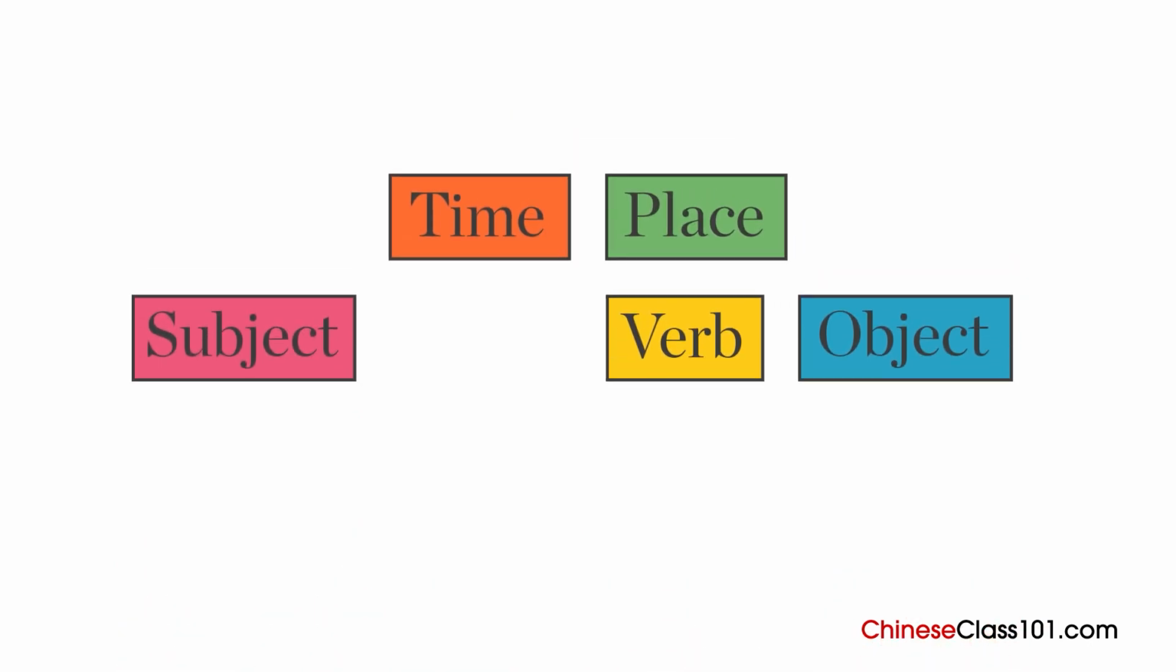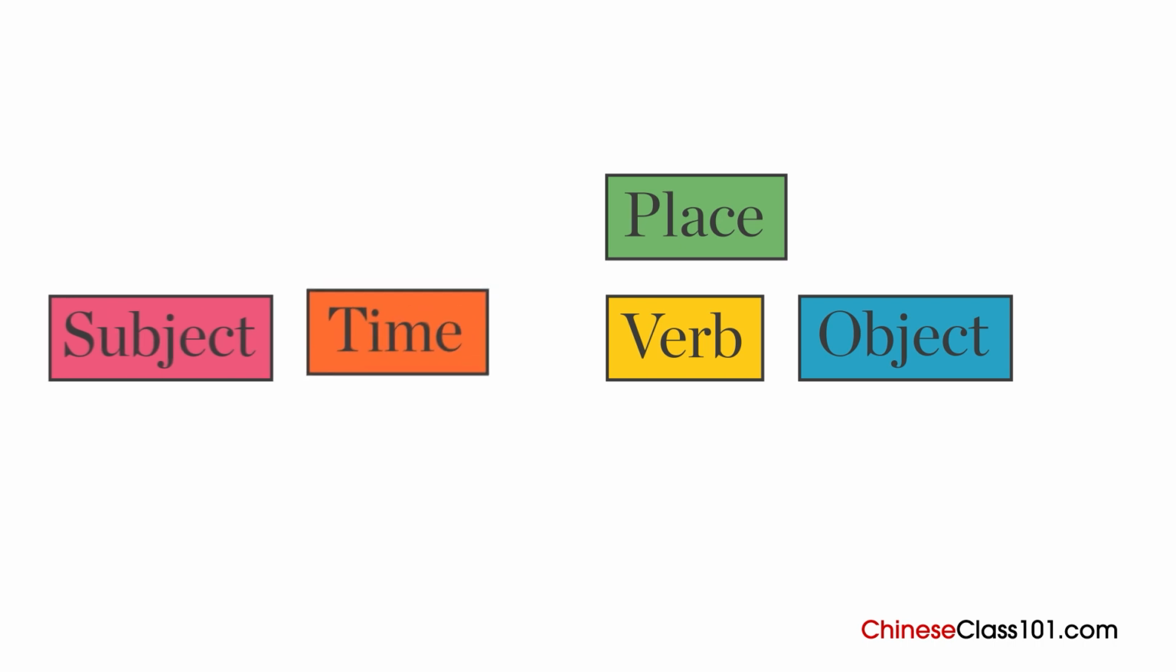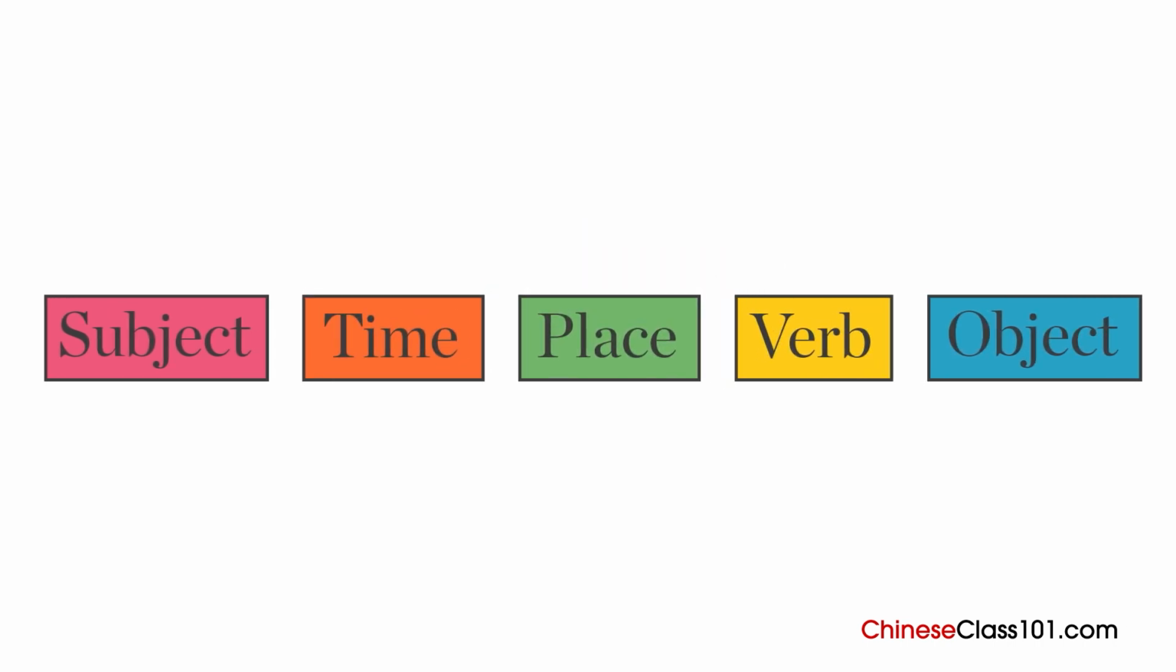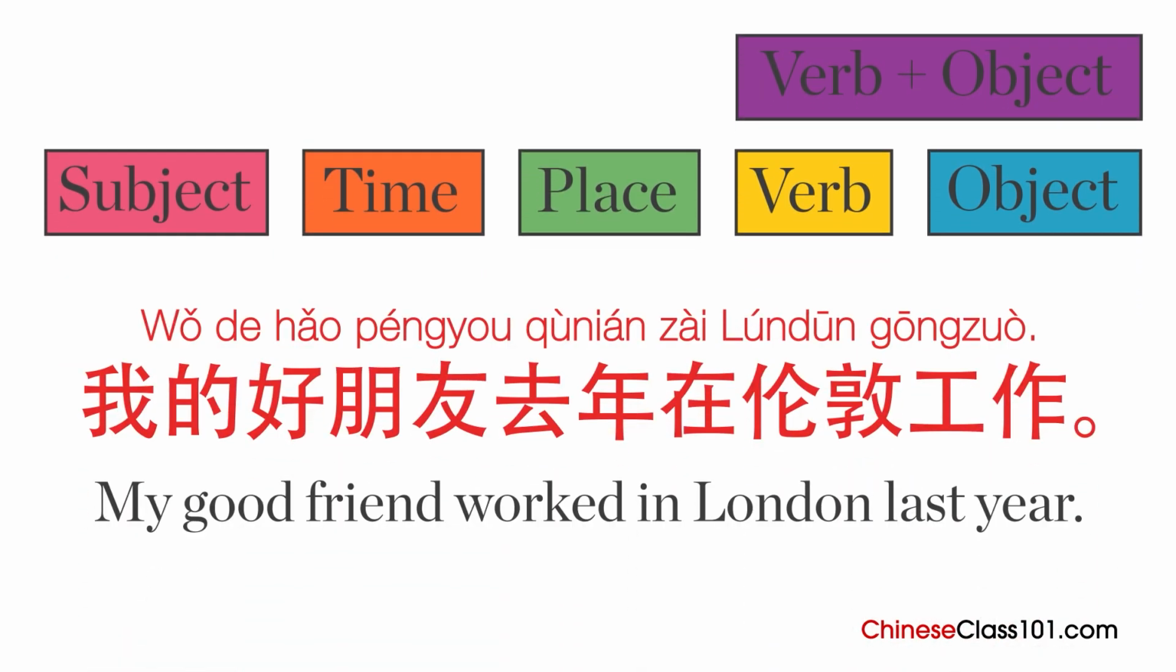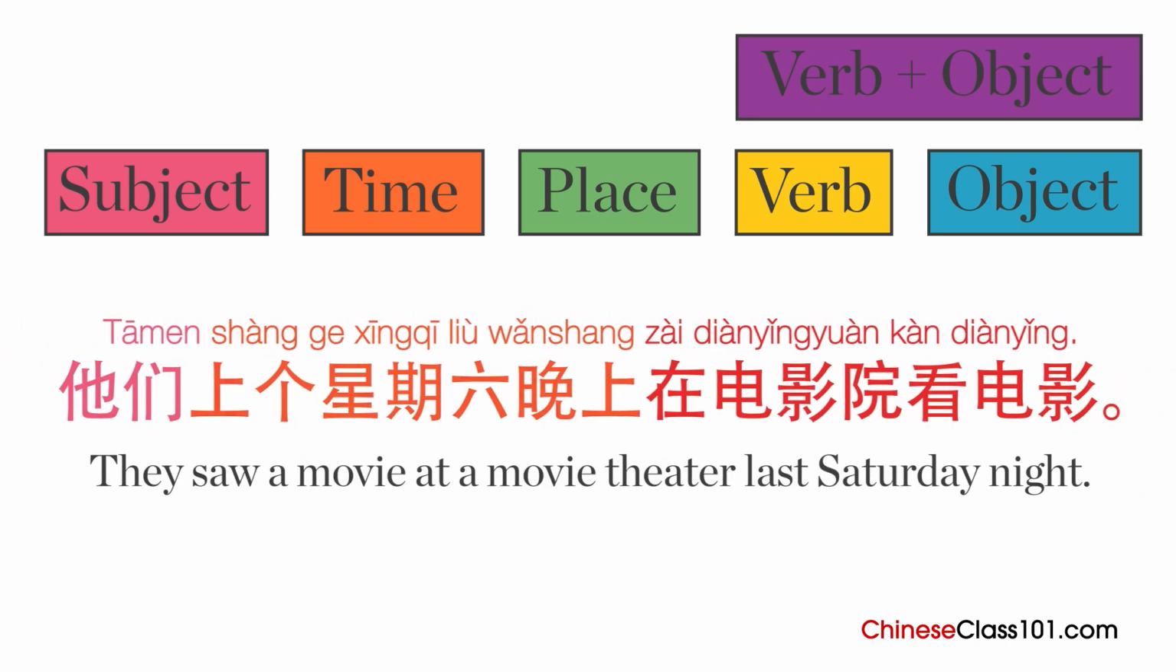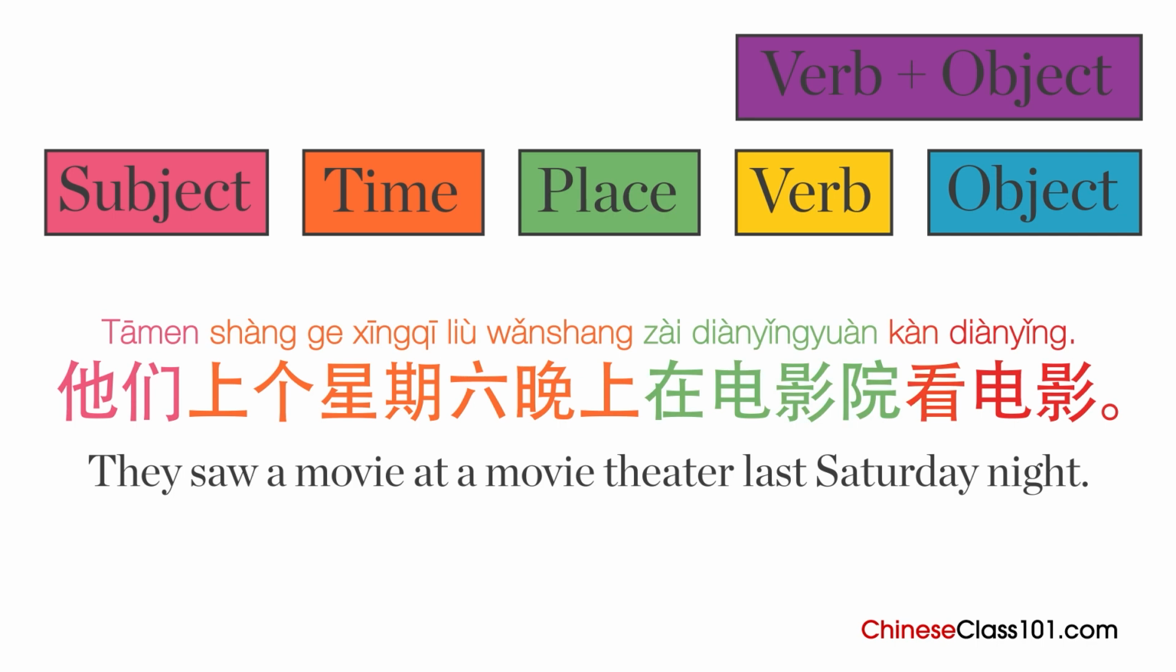What if we have a time and a place at the same time? Usually, we put time after the subject, then place, then verb or verb plus object. For example, 我的好朋友去年在伦敦工作。My good friend worked in London last year. 他们上个星期六晚上在电影院看电影。They saw a movie at a movie theater last Saturday night.